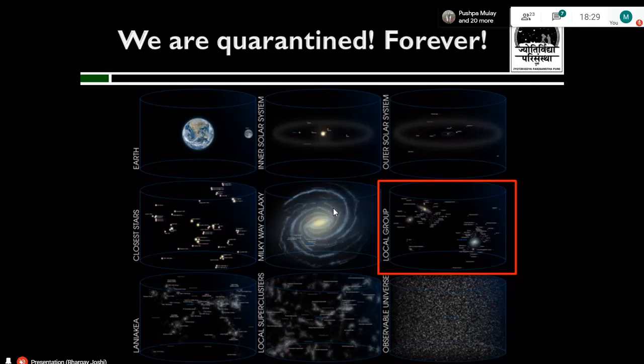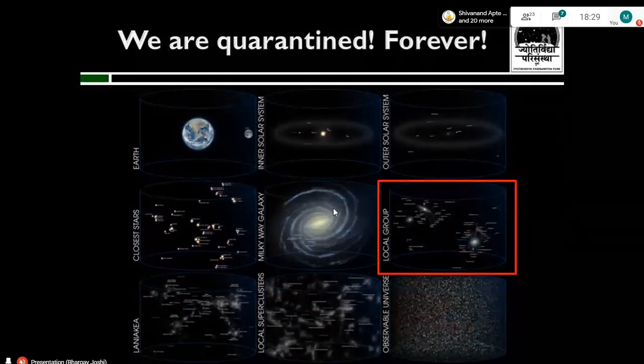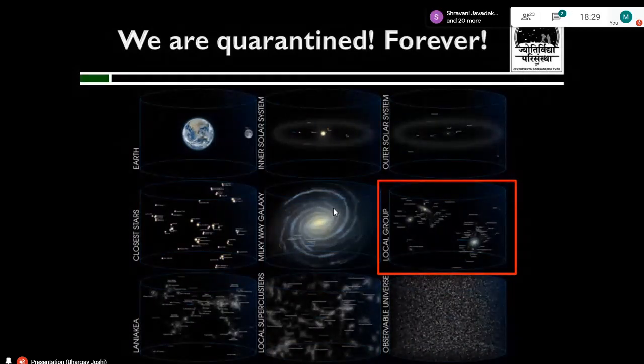And let's say millions of years later, if somehow humanity finds a way to settle on other planets, we might even explore our own galaxy in its cosmic neighborhood. But this red box is where we are going to be stranded and quarantined forever. There is no way we can leave this local group ever, no matter how fast you travel. We are stranded in this local group, and let me tell you, the local group represents only 0.00000000001% of the observable universe.